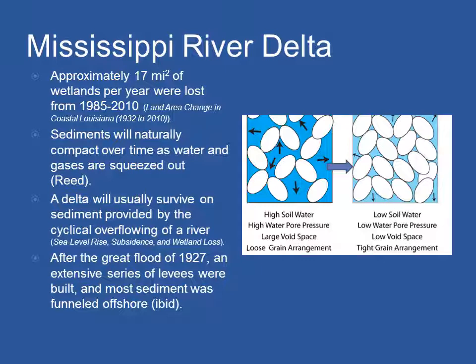Usually, deltas can survive if the rivers are allowed to cyclically overflow and deliver new sediments to counteract some of the subsidence. But after the Great Flood in 1927, an extensive series of levees were constructed along the Mississippi River, and now most sediment is not allowed to overflow into the wetlands, but is instead funneled offshore, and that is one of the reasons why subsidence is so high in this area.